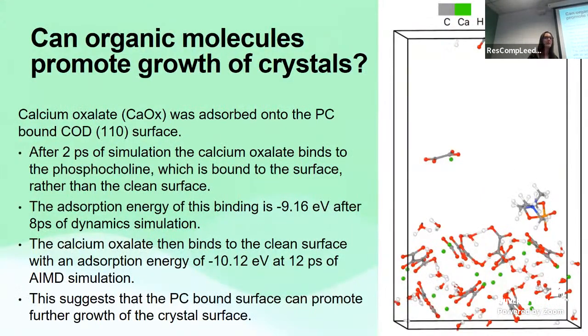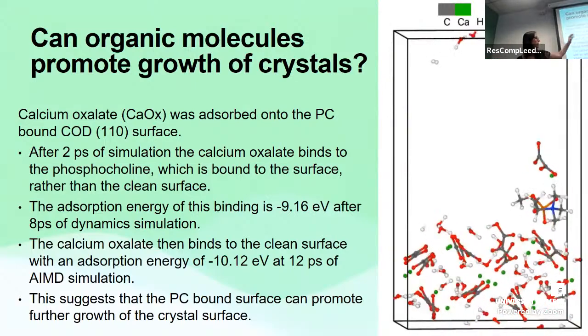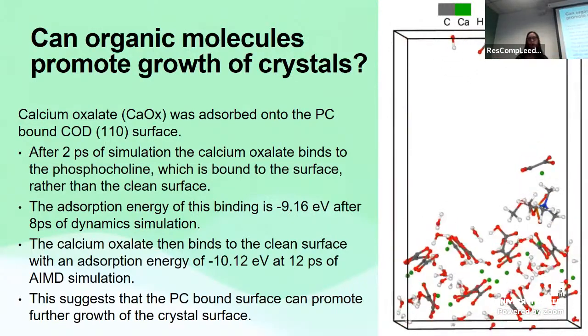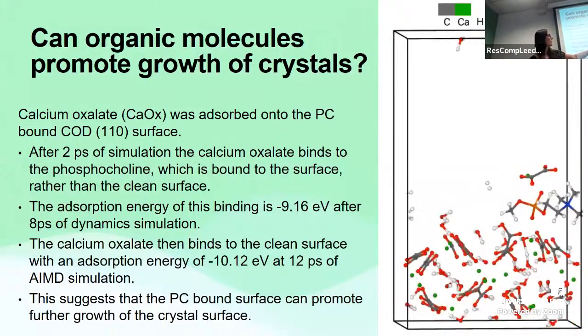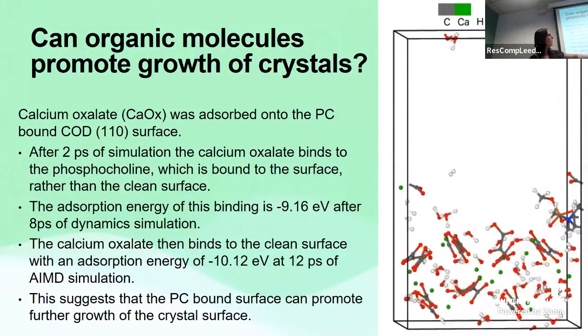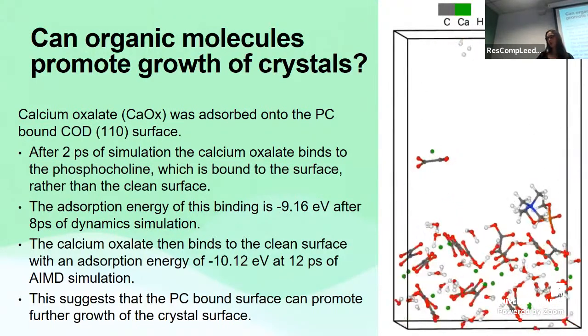However, even if it can't bind to the surface in competition with the calcium oxalate, if it bound to the surface when the calcium oxalate wasn't present, could it cause further calcium oxalate to grow onto the surface? To model this, we've placed the calcium oxalate in the vacuum above the bound phosphocholine. And what we found was that the calcium oxalate actually bound to the phosphocholine. After about 12 picoseconds of simulation, the calcium oxalate collapsed onto the surface.